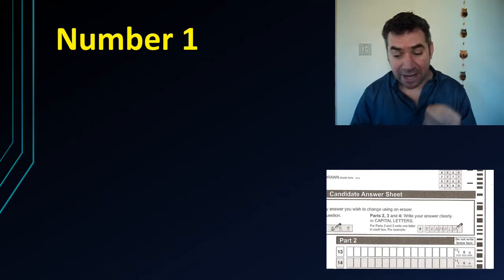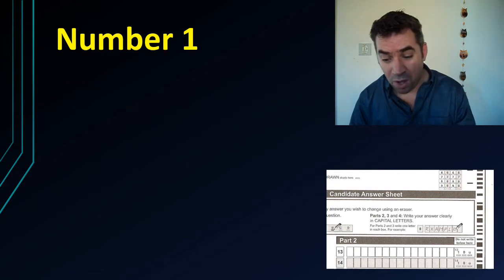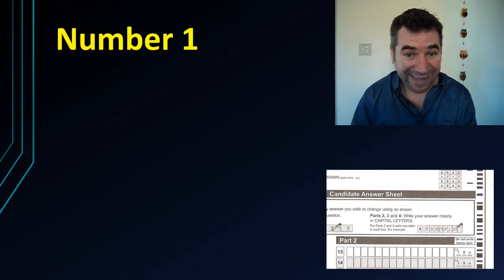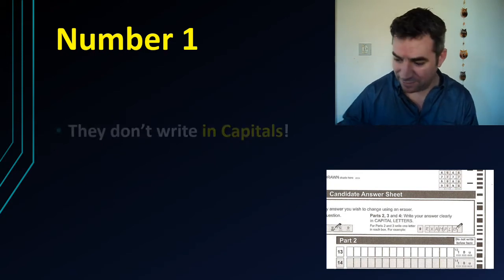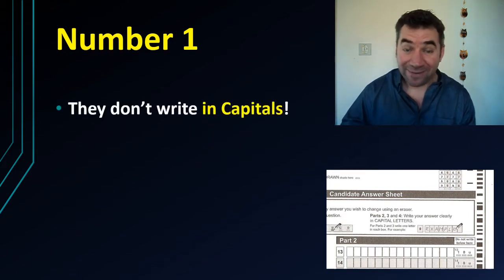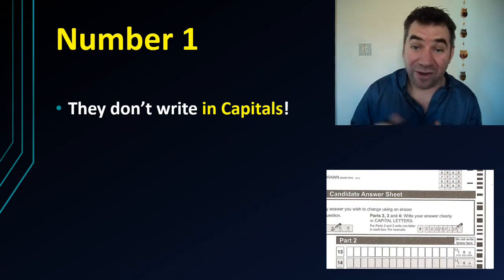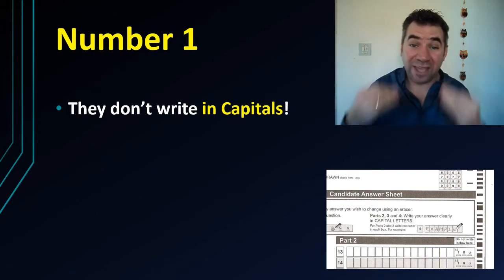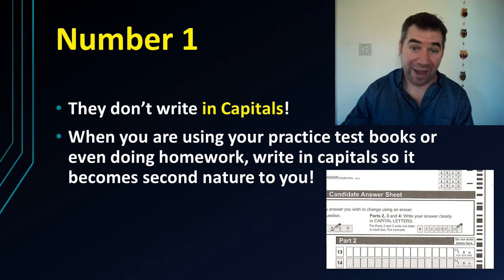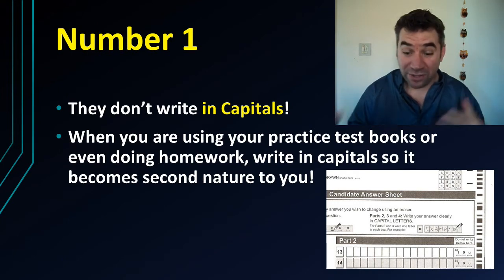It says in parts 2, 3 and 4, write your answer clearly in capital letters. Capital letters. That's right. So a lot of students, they'll write their answer in, but they're not using capitals, and you'll be marked incorrectly. So what can you do?